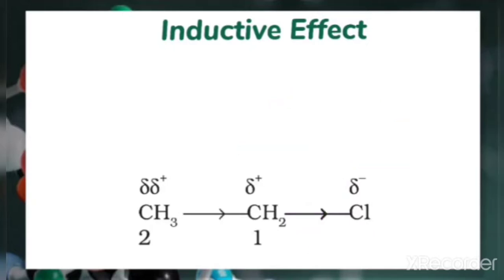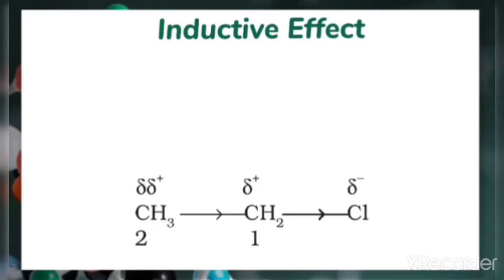These are very important points: why have we used the arrow, and why is the arrow towards Cl? When we compare the arrow between the first carbon and Cl, why is it towards Cl? Because the shift of electron density will be towards the more electronegative atom, that is Cl.